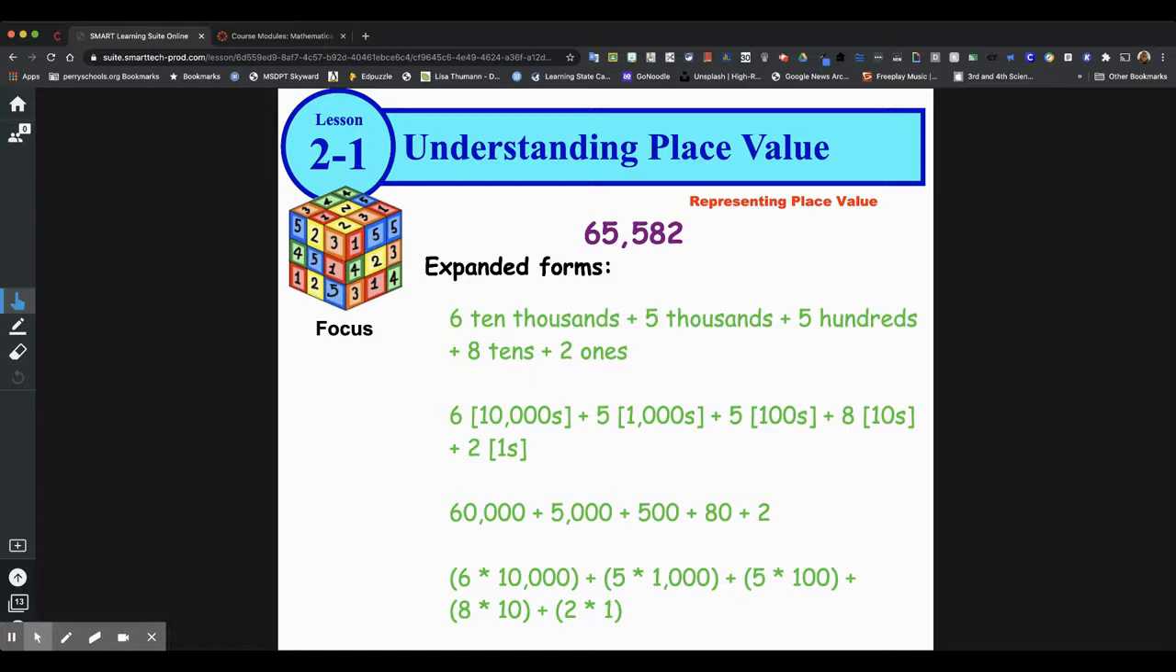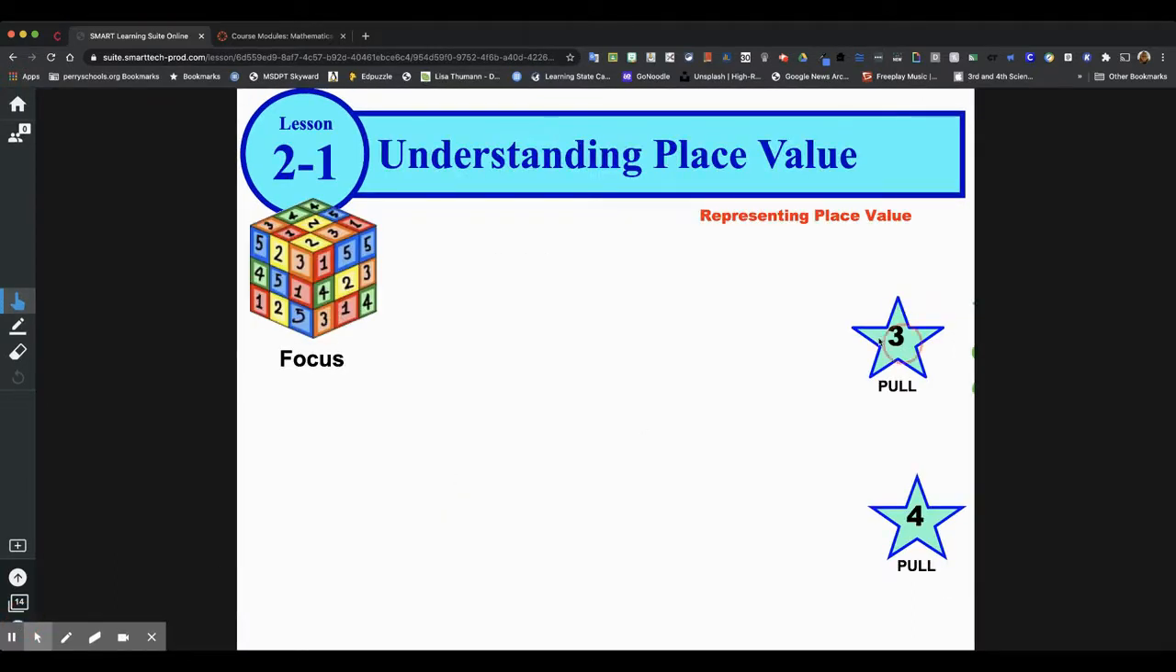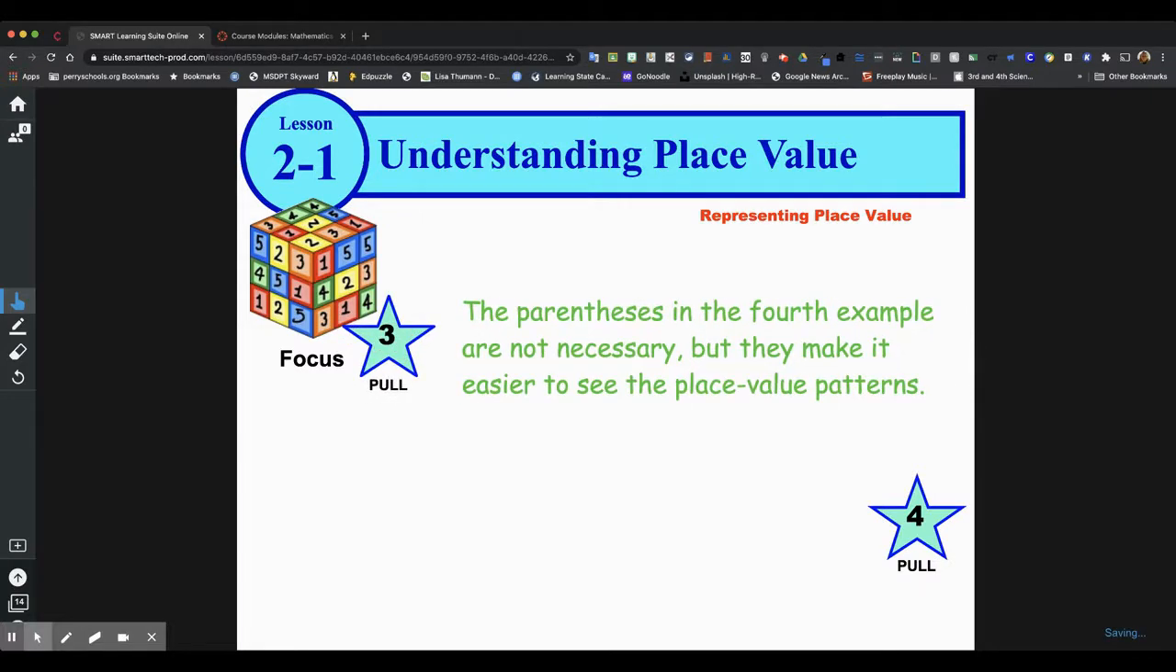Take a moment and think, which one do you like the best? What kind of expanded form do you prefer? They're all correct. When thinking about the expanded form, the parentheses in that fourth example that I just showed you, they're not necessary.